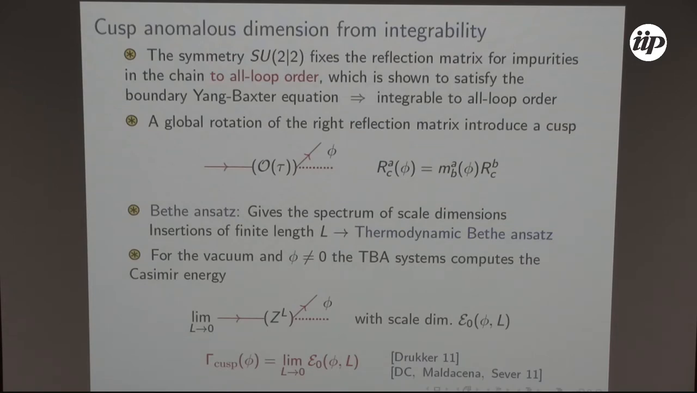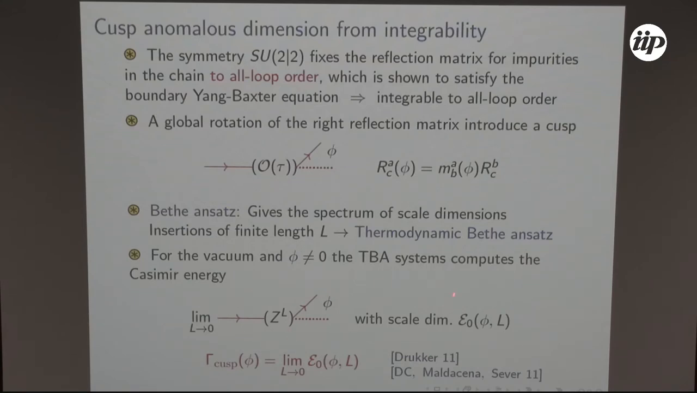How do you get a cusp? Well, you can make a global rotation of one of the reflection matrices. And then what you are going to have in this case is an insertion at the tip of the cusp. For those who work in integrability, they know that the Bethe ansatz is only asymptotic. If you would like to consider insertions of operators of finite length, you need to incorporate finite length corrections, and this is done through a thermodynamic Bethe ansatz. In particular, you can use this to get finite-size corrected energies of all the states you could insert.